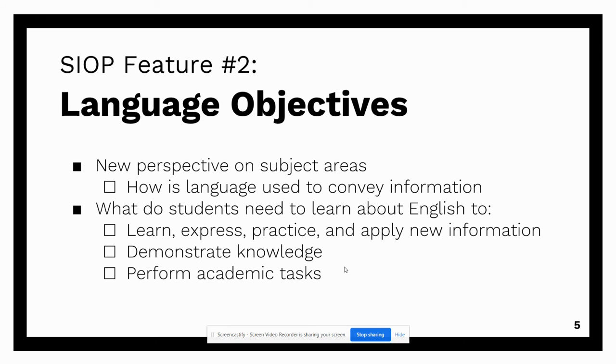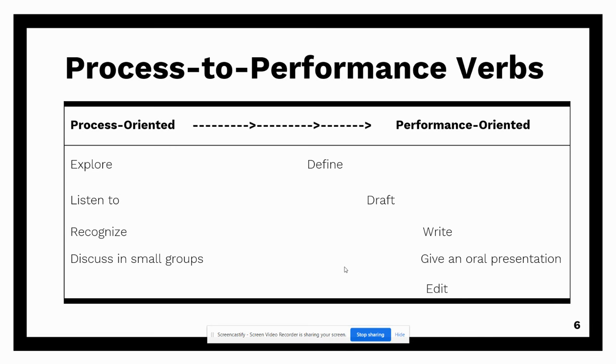So what do students need to learn about English to learn, express, practice, and apply new information, demonstrate their knowledge, and perform academic tasks? So to come up with those verbs that we typically use in our objectives, the text has provided this chart that shows this process-oriented to performance-oriented set of terms that we could use.